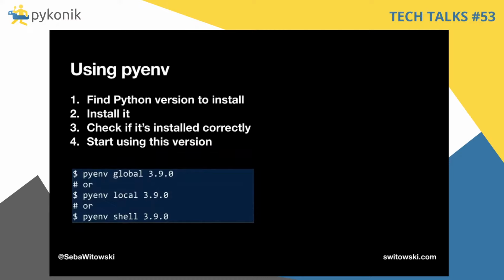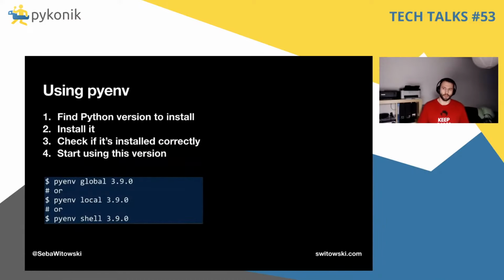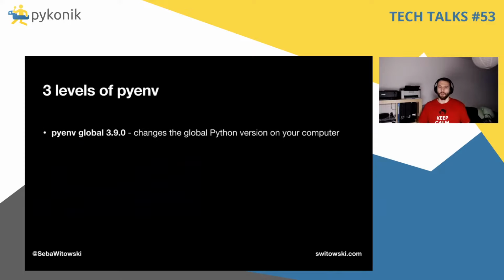Now we have to tell pyenv to use that version. And for that, we have to choose one of 3 different levels at which we want to change the Python version: either global, local, or shell. pyenv global is the most common usage of pyenv. It changes the Python version globally on your computer. So running pyenv global 3.9.0 is equivalent to installing a different Python version on your computer.